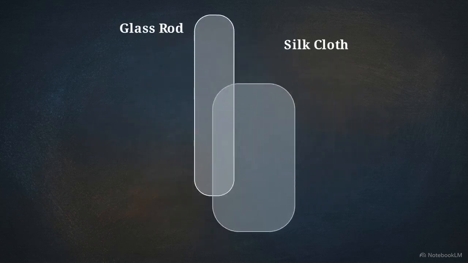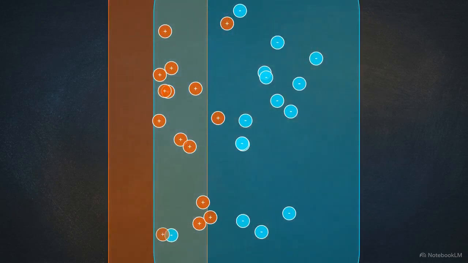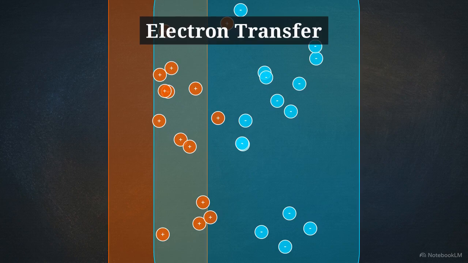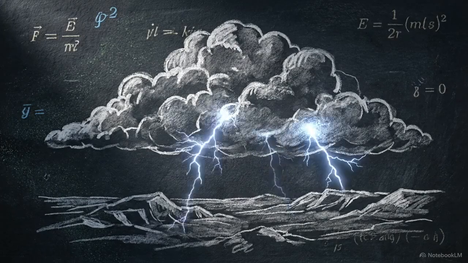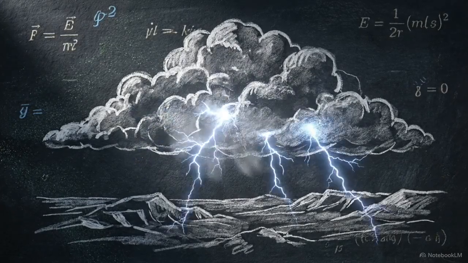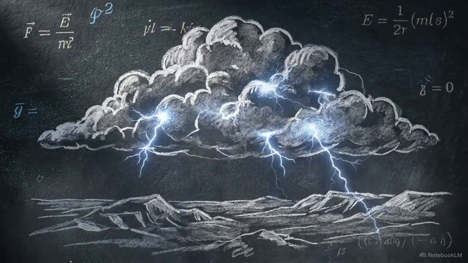Rubbing a glass rod with silk makes the glass positive and the silk negative. This friction is simply a transfer of electrons. This rubbing action never creates new charge. It is an exchange, meaning the total number of electrons between the two materials remains constant. Every dramatic static phenomenon we see is the result of these microscopic, subatomic electron transfers occurring on a macroscopic scale.